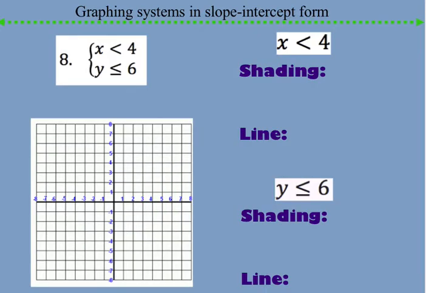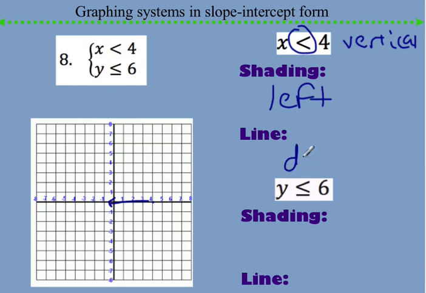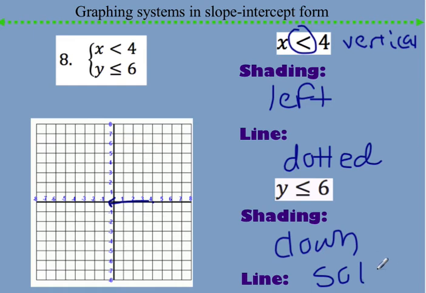Now, let's take a look at number 8. Same thing. Since I have just an x, it's going to be vertical. Now I want x to be getting smaller. So if here's 4, it's getting smaller going to the left. So I'm going to be shading to the left. And my line is going to be dotted for this one because there's no line underneath the inequality. Taking a look at the second one, the alligator's facing away from the y, so I'm shading down, and there is a solid line underneath, so my line is going to be solid.